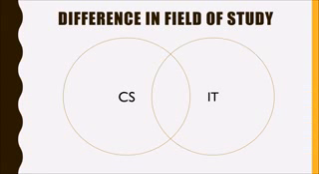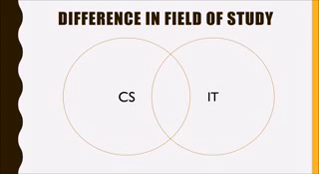Let's look at the difference between the field of study of computer science and IT. So we have created a Venn diagram in which we are showing what are the differences, how they are different, and how they are similar. What are the areas in which they are similar? So let's look at computer science first.